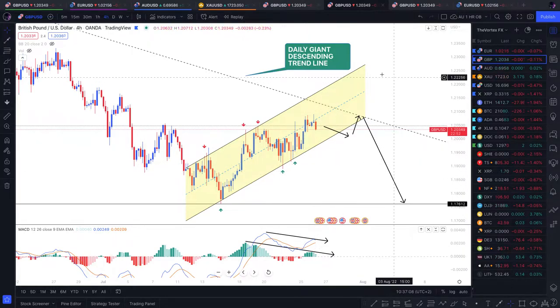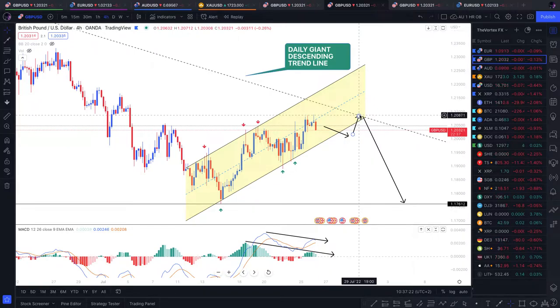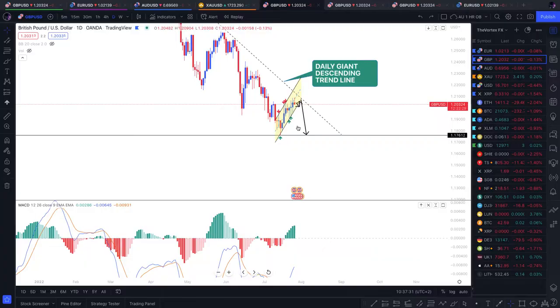So having said all that, remember, we do have this ascending channel. I'm waiting for a breakout, a retest to coincide with this daily giant descending trend line. Sounds pretty cool when you say it. When you say it like that. All right, so targets being 1.176 levels. We have divergence. Now let me switch over to the daily time frame. Right, let me delete this stuff now, just so you can see it a little bit easier.